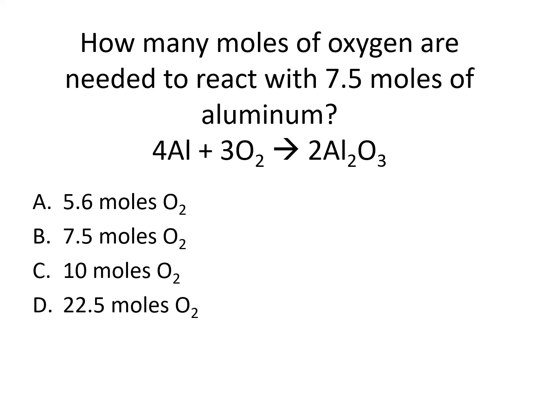How many moles of oxygen are needed to react with 7.5 moles of aluminum? 4Al plus 3O2 makes 2Al2O3. Is it A, 5.6 moles of the oxygen molecule, B, 7.5 moles of the oxygen molecule, C, 10 moles of the oxygen molecule, or D, 22.5 moles of the oxygen molecule?